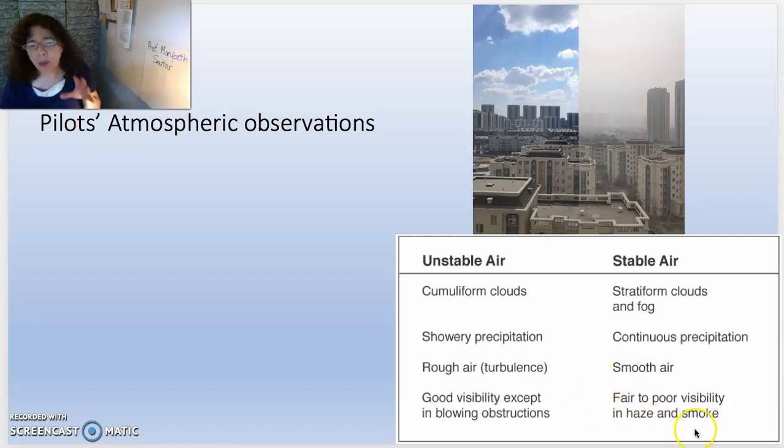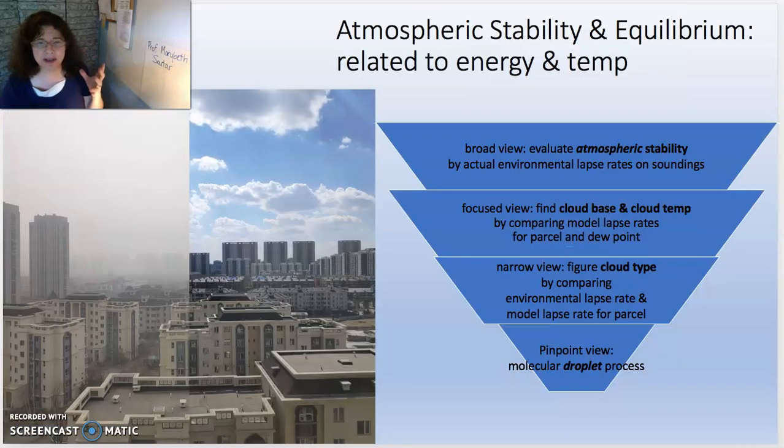When pilots see poor visibility in haze or in smoke, they anticipate that they will have a smooth ride and they can turn off the seatbelt sign. They might run into stratiform clouds, stratus layered clouds that might hamper their visibility, and they may run into continuous precipitation, but they won't run into turbulence and updrafts and downdrafts. So this is how pilots use the stable and unstable atmospheres, and they go by their observations here.